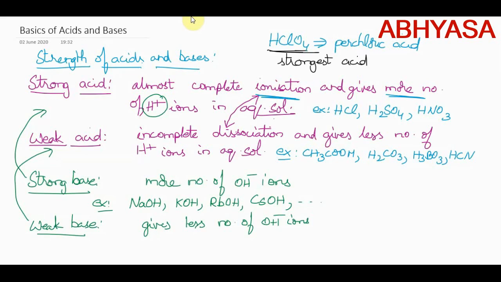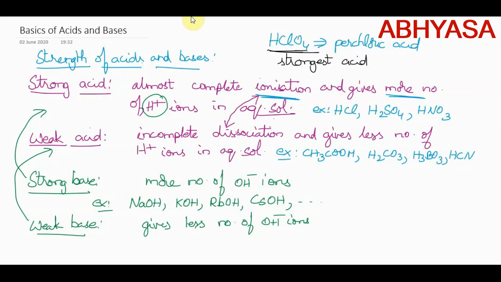If it gives less number of H plus ions, that is weak acid, and less number of OH minus ions, that is weak base. So strength means here we are talking about the extent of ionization. Stronger substances undergo more ionization and produce more number of ions, and weaker ones produce less number of ions because of less extent of ionization.